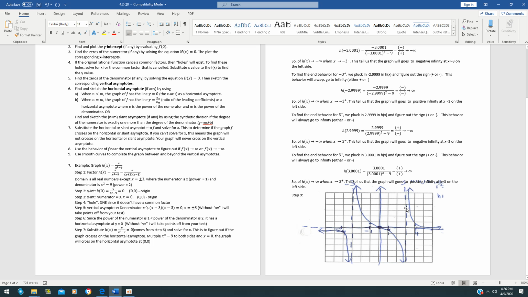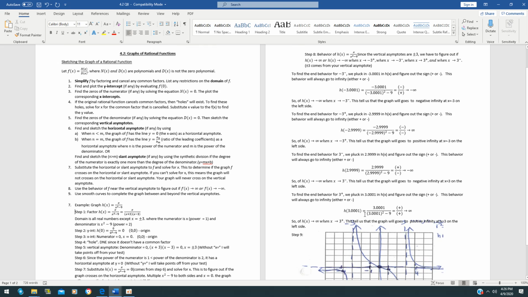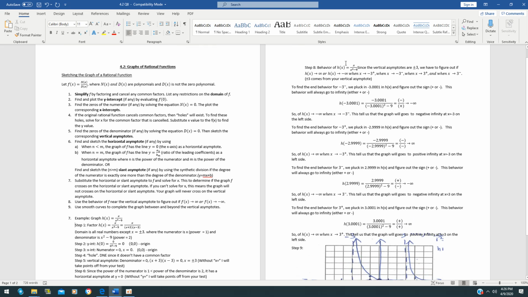So how do we figure out what this graph looks like? This is where step 8 is used. Step 8 is where you figure out the behavior of this function, x over x squared minus 9, based on your vertical asymptote of plus minus 3. Early on in step 5, we found out that your vertical asymptote is plus minus 3.